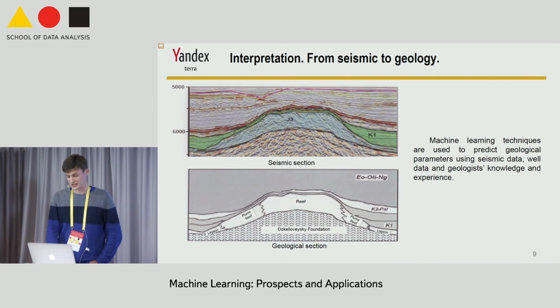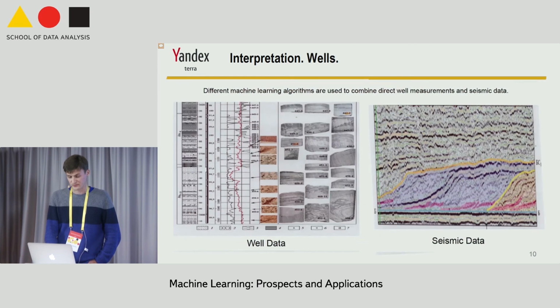Now about interpretation. The main goal of interpretation is to estimate geological parameters using seismic data, well data, and geologist knowledge and experience. Interpreters very often work with well data in addition to seismic data. And one of the most important tasks in interpretation is to combine well data and seismic data.